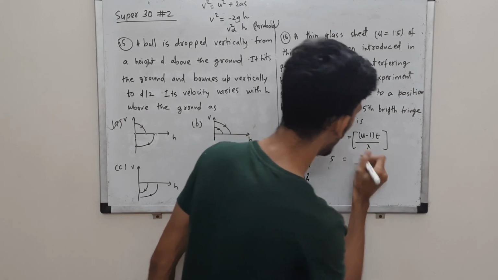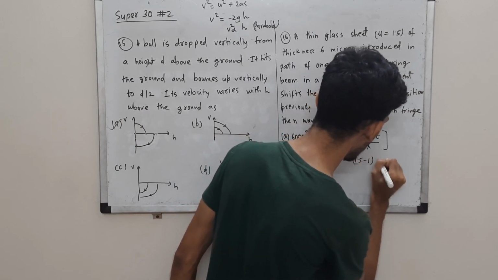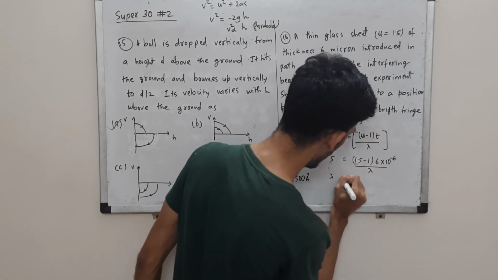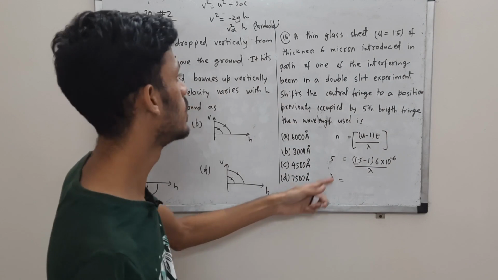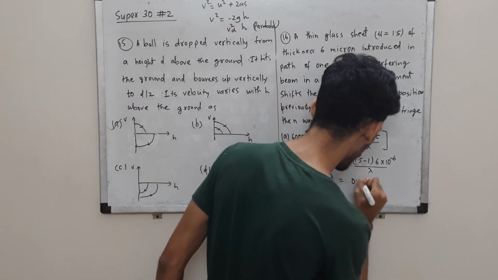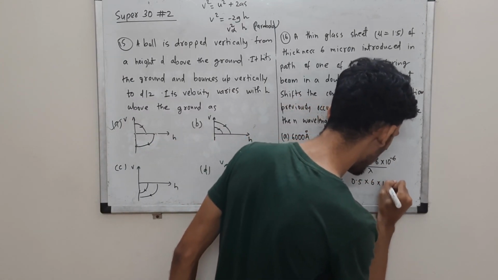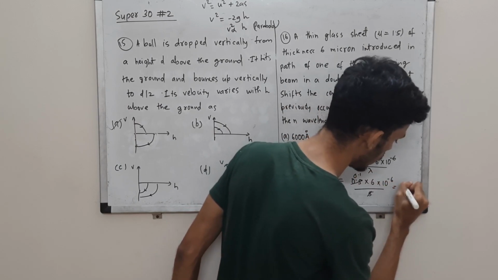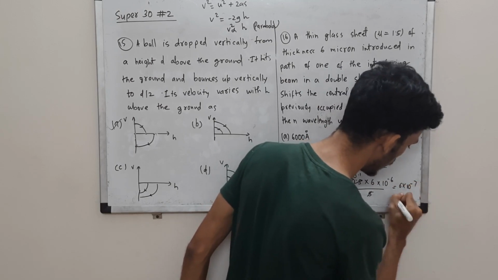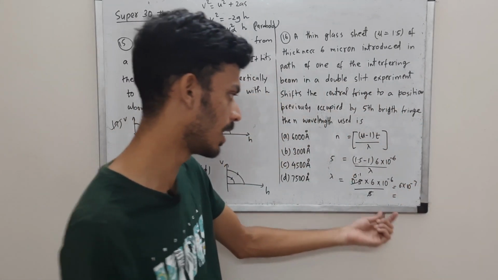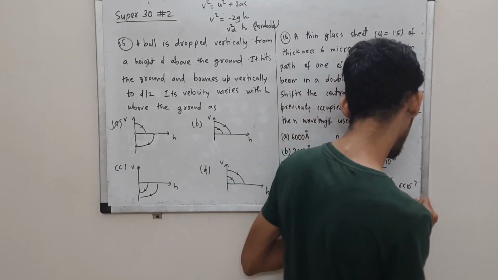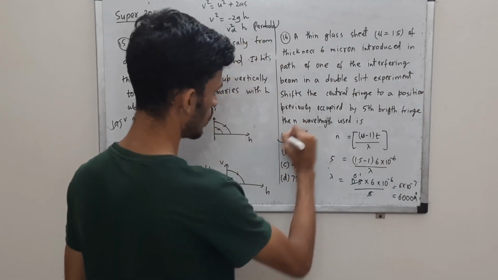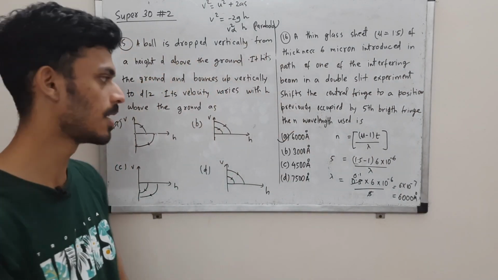So mu minus 1 is 1.5 minus 1, t is 6 micron, and micron is 10 to the power minus 6. Lambda is, n is 5, so this is 0.5 into 6 into 10 to the power minus 6 upon 5. This will give us 6 into 10 to the power minus 7, or multiply by 1000 and divide by 10 to the power 3. That will give us 6000 angstroms, since this becomes 10 to the power minus 10, which is angstrom. So option A, 6000 angstroms, is the correct choice.